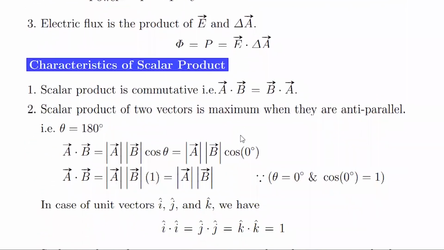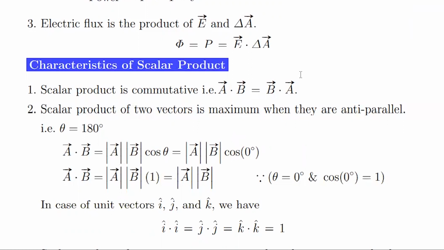Now we will proceed to the important features or characteristics of scalar product. From the above explained mathematical interpretation, we find that A dot B is equal to B dot A. That is, the resultant of A dot B and B dot A is the same. That's why we can say that scalar product is commutative. Commutative means either we multiply A dot B or B dot A, there will be no change in the resultant.